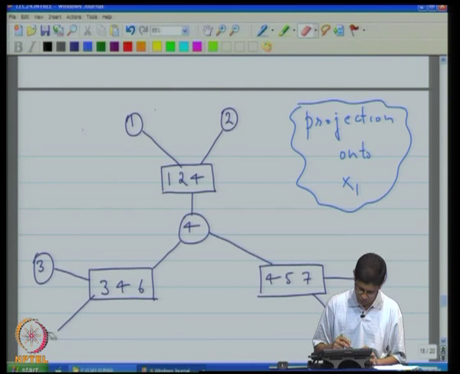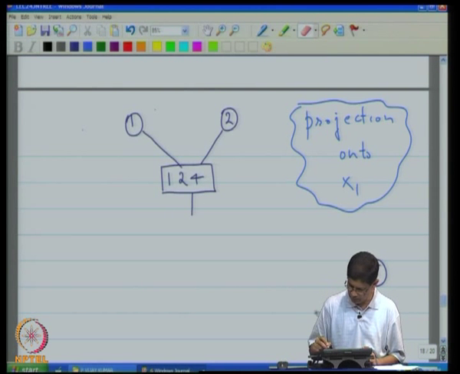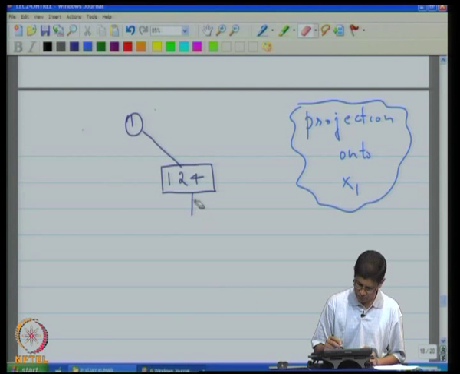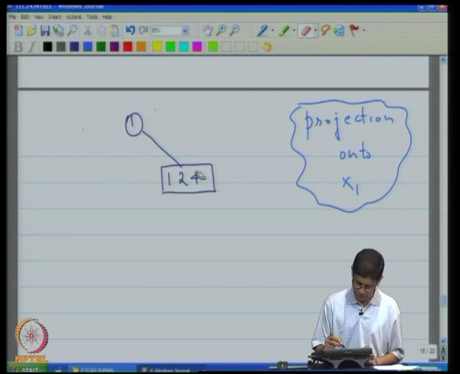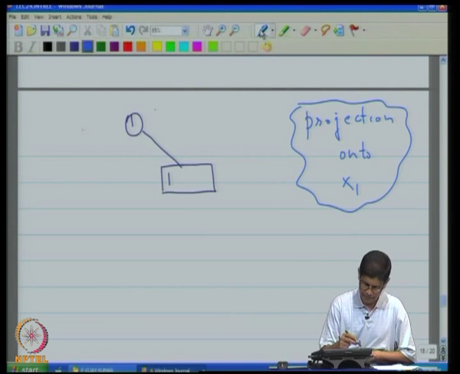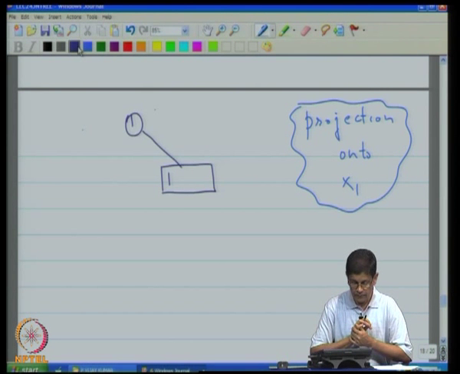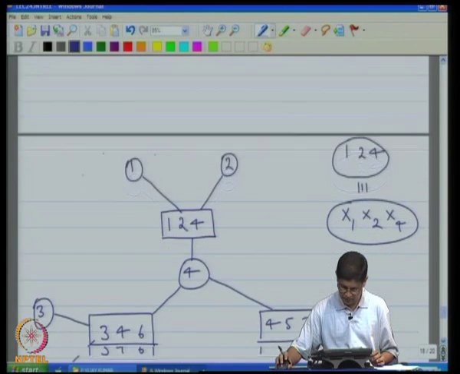So, we ignore all the nodes which do not have 1 in them. So, none of these do. And so, there are only 2 nodes left, and we also remove the variables other than 1, and so we are left with this kind of a graph, and this graph is a tree. We require that in every such projection the end result be a tree. So, let us look at a second example.